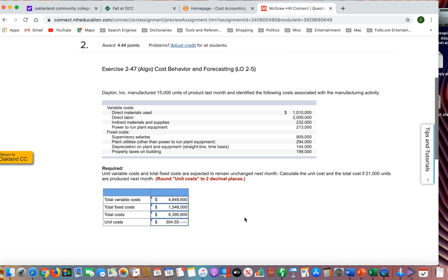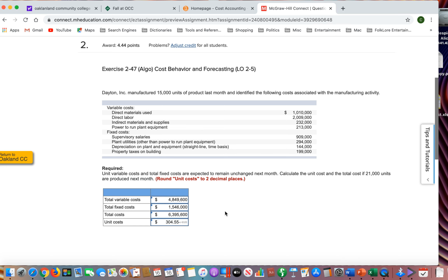$4,849,600. What's the fixed cost? Well, fixed cost does not go up in total. The total fixed cost will not change whether you produce 15,000 units or 21,000 units. So just add these four up and you get that.